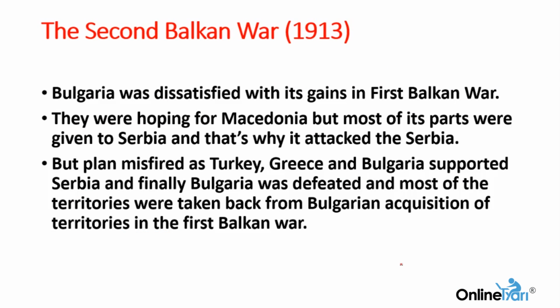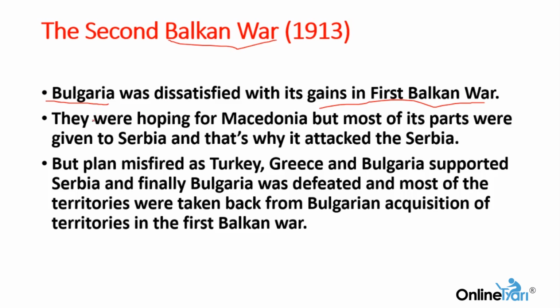Before any kind of treaty could result between Germany and Britain, the Second Balkan War started. What happened this time? Bulgaria was dissatisfied with its gains in the First Balkan War. When all the countries came together and created the Balkan League, they started to acquire the territories left by the Ottoman Empire. But Bulgaria felt that they did not have enough territories and that they were cheated during that time.